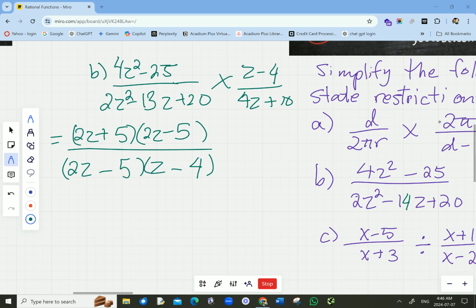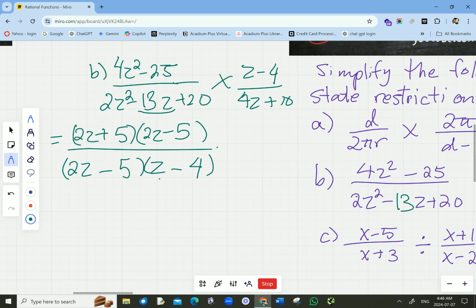All right, so 2z times z is 2z squared. 2z times negative 4 is negative 8z, minus 5z, plus 20. Well, negative 8z minus 5z is negative 13z. So we managed to factor it. So I'm going to go back and change it to 13. Okay, so it works.